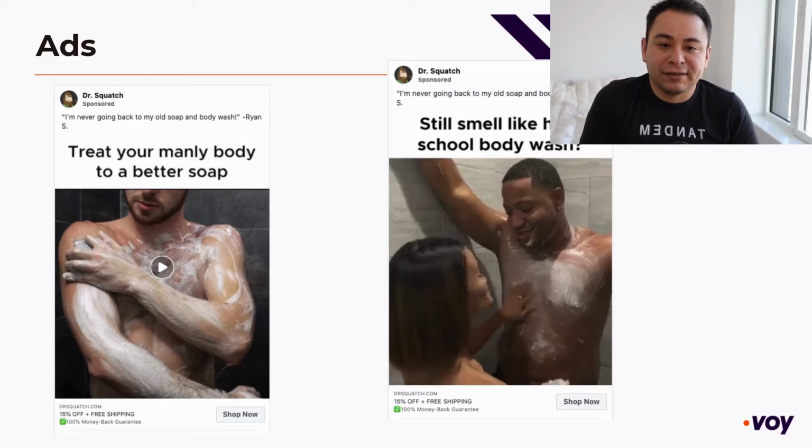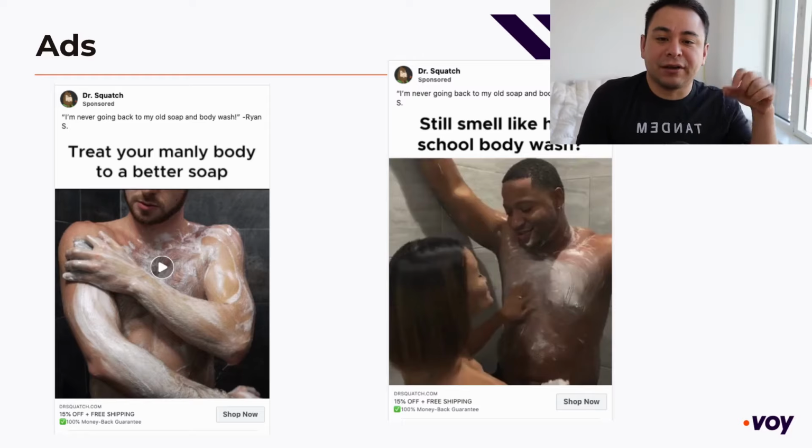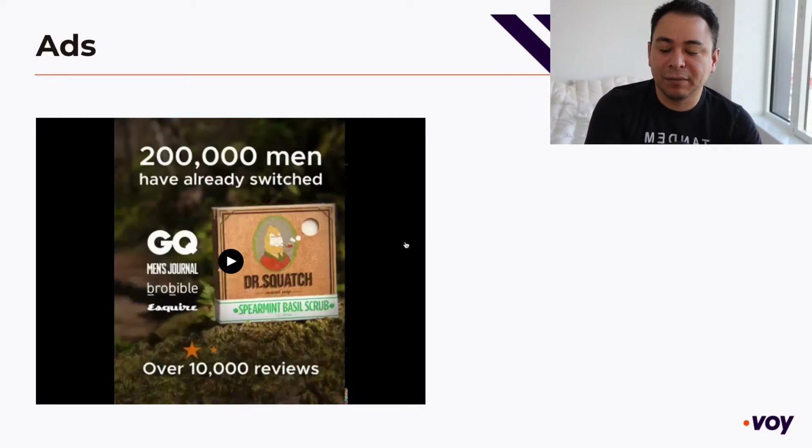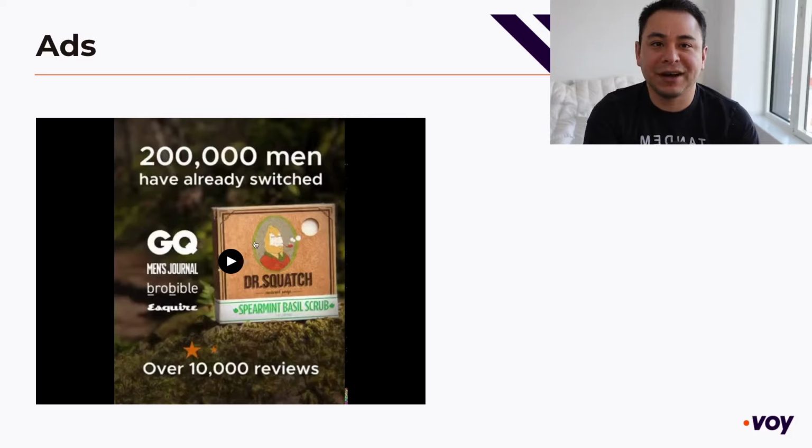Their other one, still smell like high school body wash. That's an issue that most men might have, or at least that you don't want to be seen as having. So I love these type of ads, and I know people that just do image ads with this call out on the top and just iterate through hundreds and hundreds of ads, and that works well. So let's go look at their ads. I'll play one of the ads that they have, and I'll explain to you guys why I really like it.